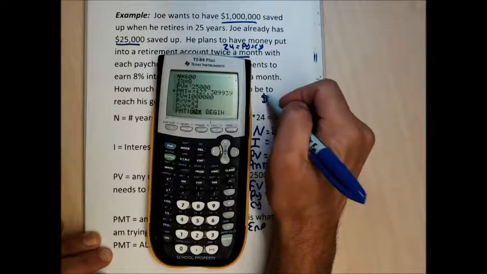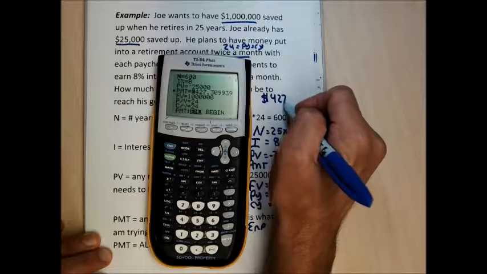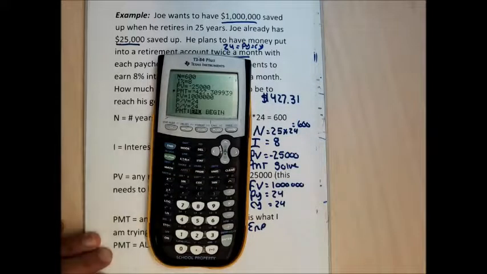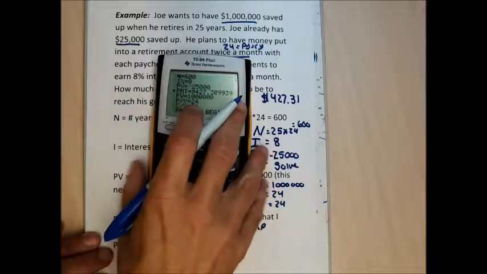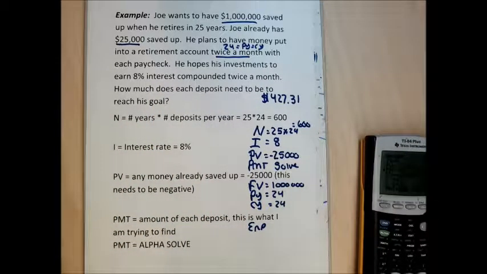This says Joe has to deposit $427.31 to get to that $1 million in 25 years. That's about $850 a month.